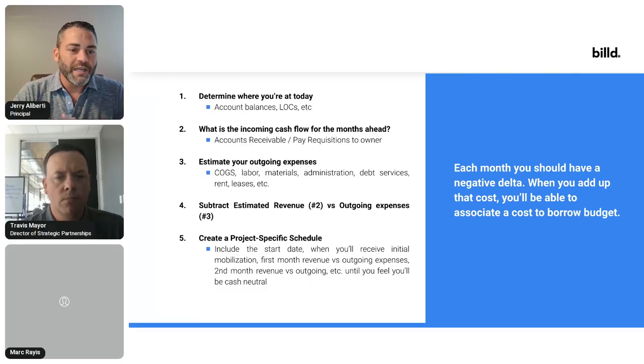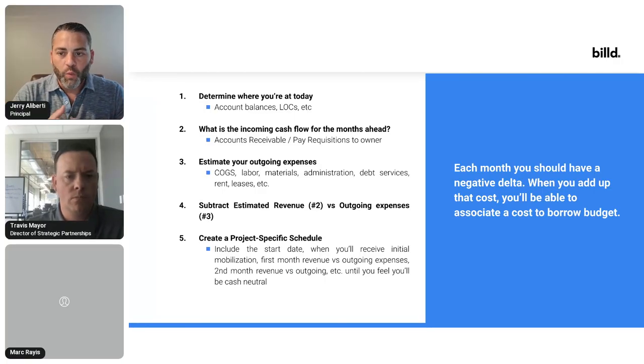The goal of this is to make this as easy as possible. Nobody really can predict the future, so again, we're using historical data. You're using the relationships that you have with the GCs and what you have going on right now. It's important to understand what part of the year you are in as well.